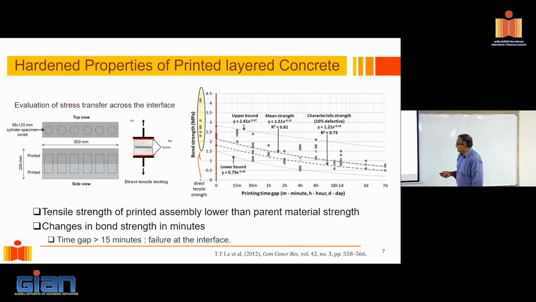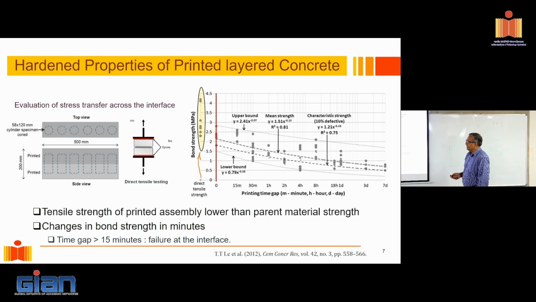If you look at this, this is actually quite an old data set, 2012, when they started printing. They realized that this gap matters. So what they did is they printed a few layers of this material, waited for some time, and then printed a few more layers. Then they cored through this and took out cores, cutting across the old and the new, right? And then they tested these cores in direct tension.